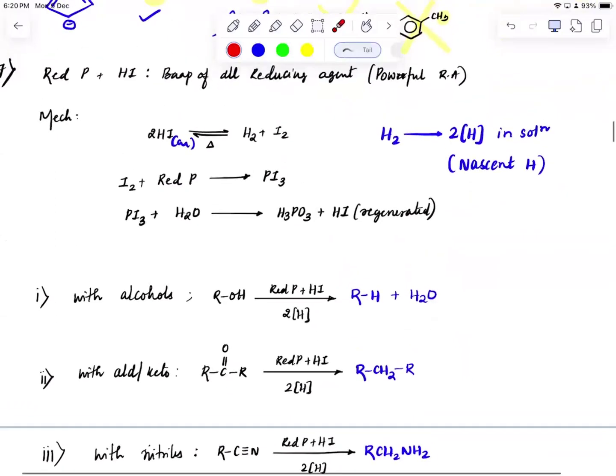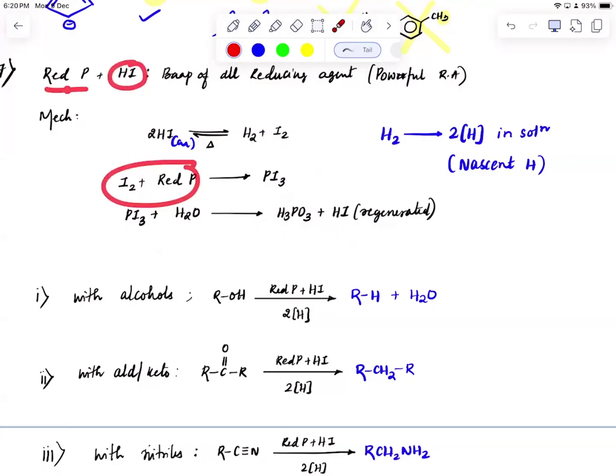See, red phosphorus and HI, as you heat, it will maintain an equilibrium of H2 and I2. Correct? Here H2, if you are not heating it, you can think in terms of nascent hydrogens in solution. So iodine plus red phosphorus will give you PI3. PI3 in H2O will give you H3PO3 and HI is regenerated. So therefore you can increase the source of HI when you take red phosphorus and HI. So a small amount of red phosphorus is used so that we keep on generating HI again and again.